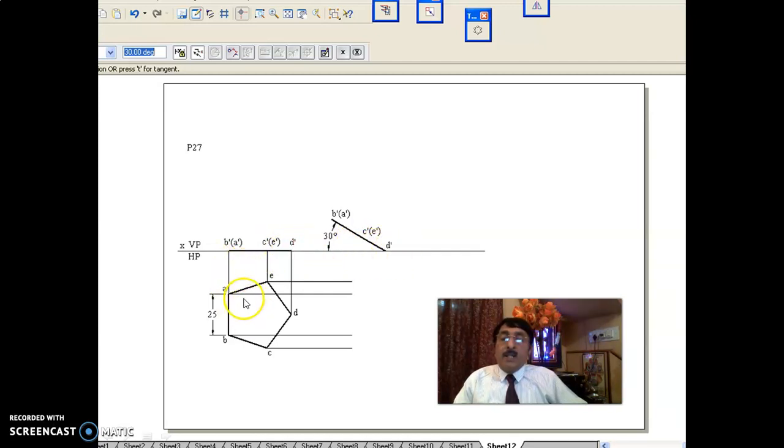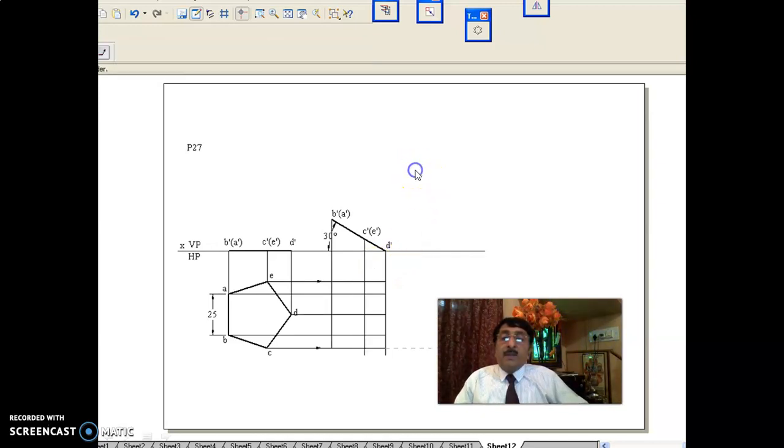That is why for a pentagonal lamina, from one single position like this, you can either make B dash A dash lie on the XY line or D dash lie on the XY line. If B dash A dash lies on the XY line, it will be edge on HP. If D dash lies on the XY line, it is corner on HP. Now it is corner on HP, with median inclined at 30 degrees to HP.